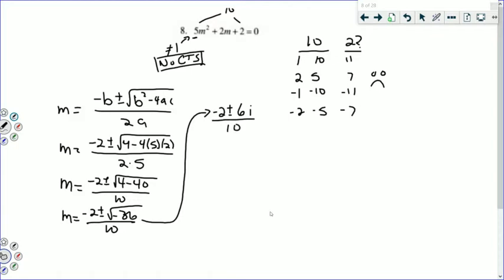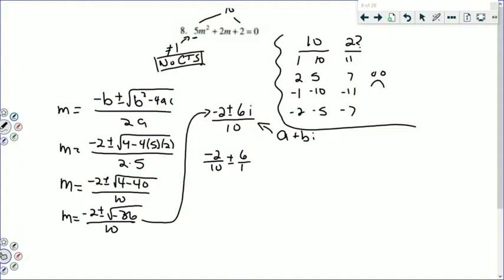And remember, whenever we have a term with an i, it always wants to be real part plus imaginary part. We want to have some number plus some number times i. So let's split this fraction up. We have negative 2 over 10 plus or minus 6i over 10.